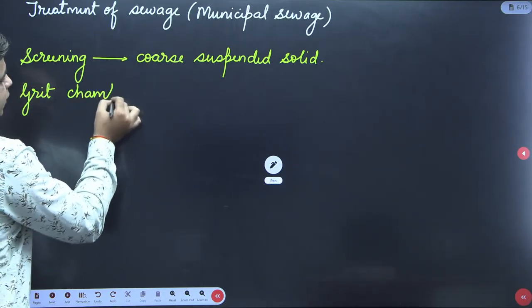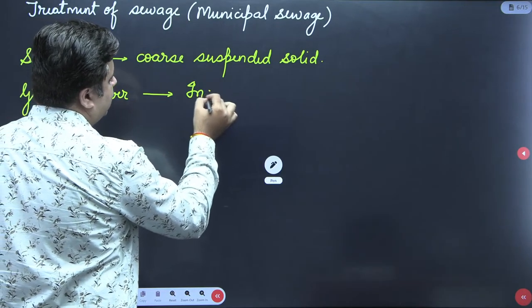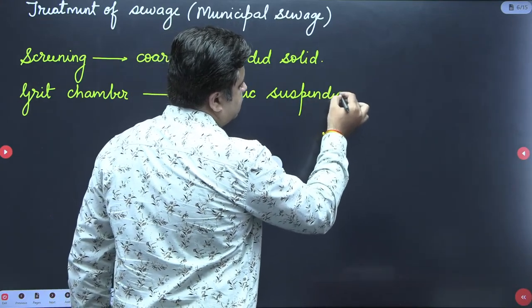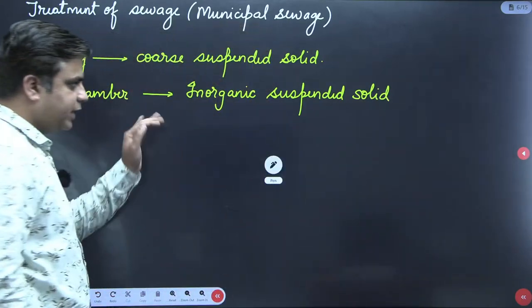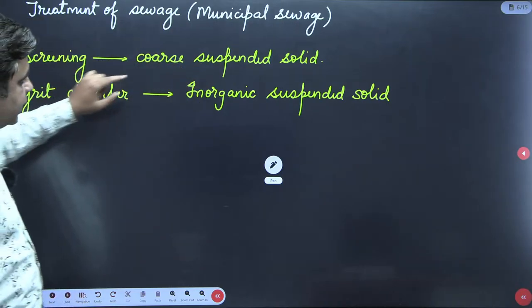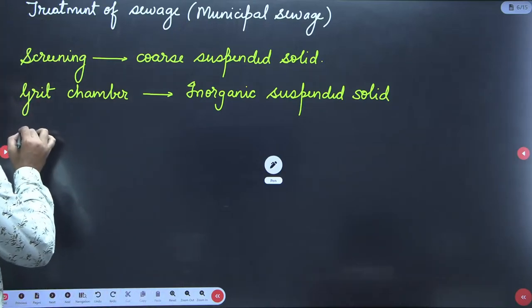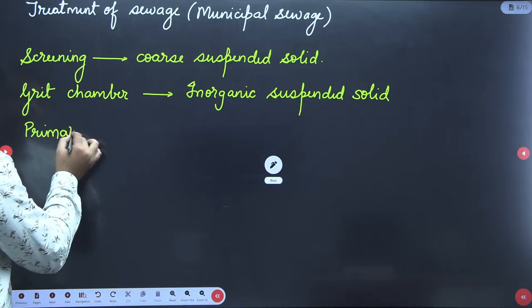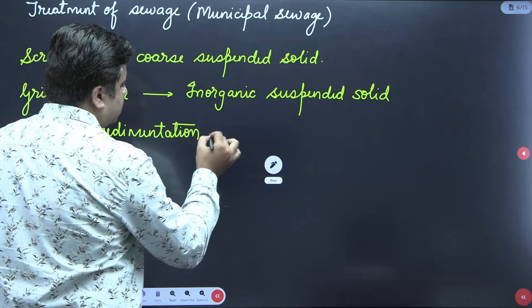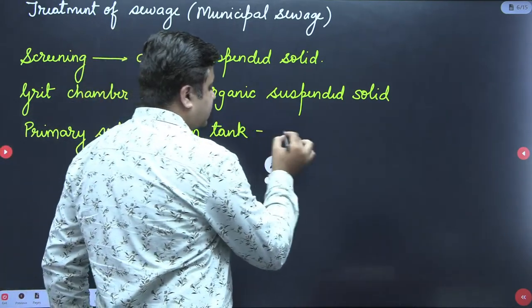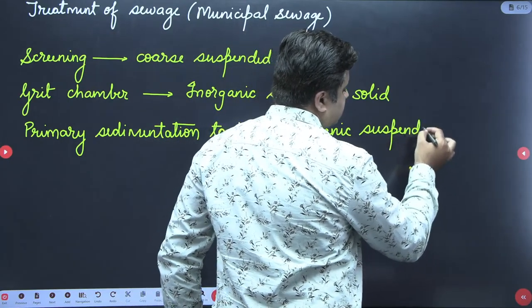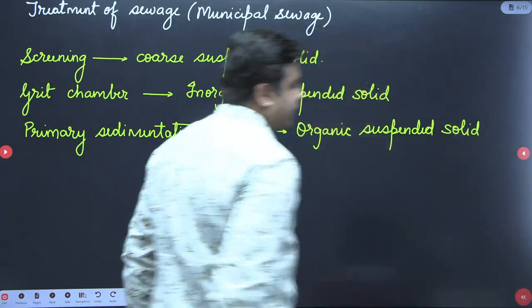Grit chamber removes inorganic suspended solids. When you read this wastewater engineering in this flow, it is easy to remember which unit is removing which thing. So screening removes coarse suspended solids. Then you have grit chamber, which removes inorganic suspended solids. After that, you have the primary sedimentation tank, which removes organic suspended solids.